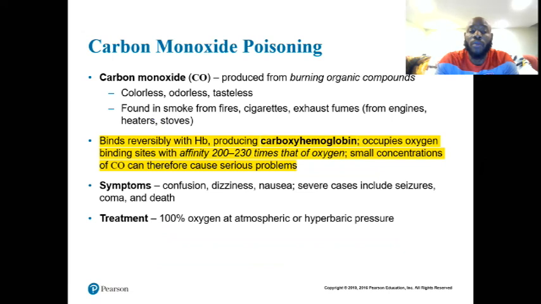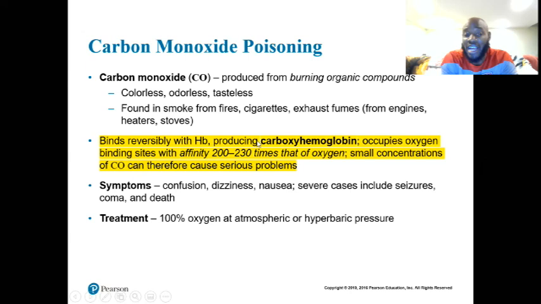We also have carbon monoxide. Right? You have probably all heard of this. They tell you to get smoke detectors that also can detect carbon monoxide. That's important for a number of reasons. But the main reason that I want you to remember is that carbon monoxide binds reversibly with hemoglobin, producing carboxyhemoglobin. It occupies oxygen binding sites.